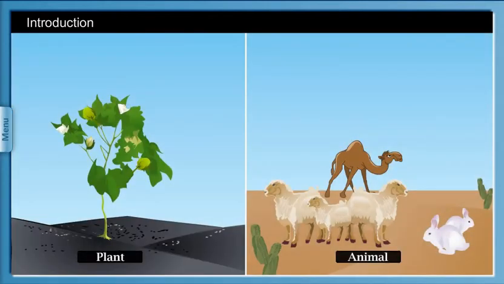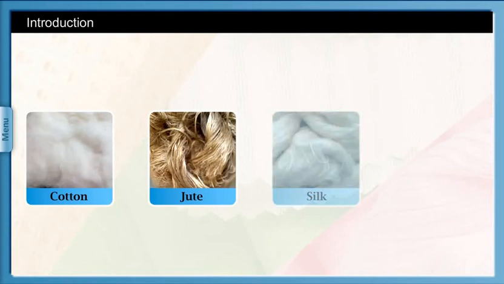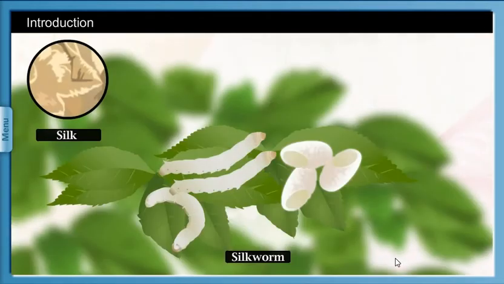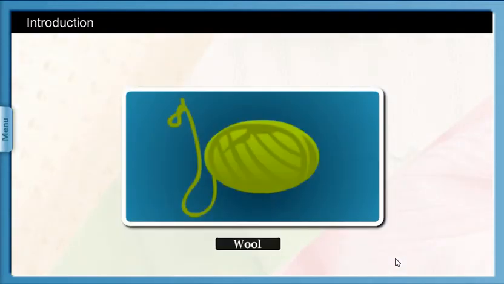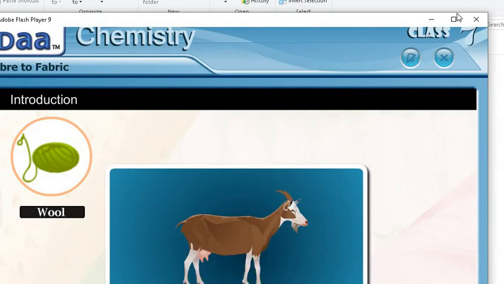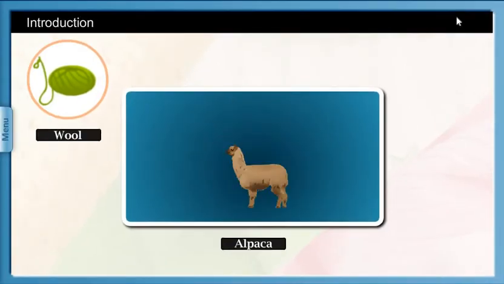Fibers naturally occur in both plants and animals. Natural fibers include cotton, jute, silk, and wool. Cotton and jute are obtained from plants. Silk is a natural protein fiber obtained from the cocoons of the larvae of the mulberry silkworm. Wool is the textile fiber obtained from sheep and certain other animals including goats, yak, llama, alpaca, camel, and angora.